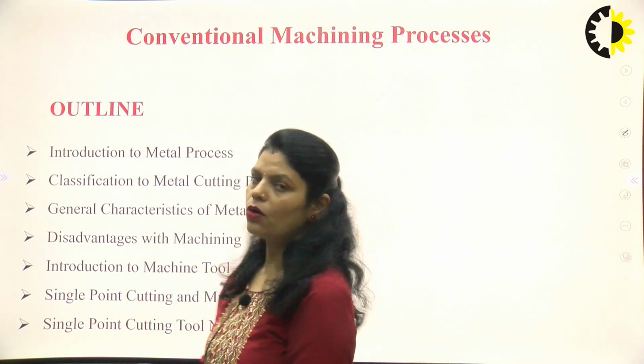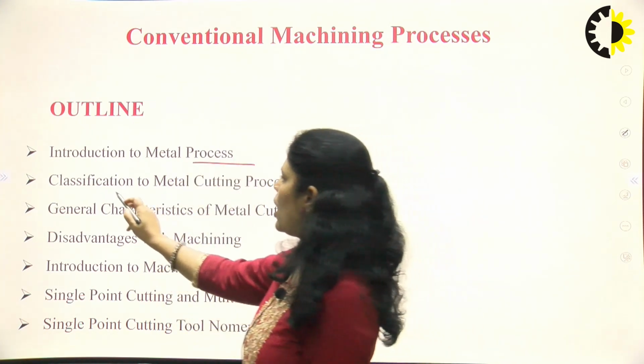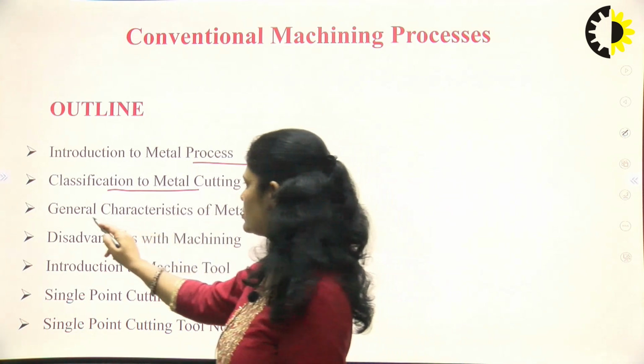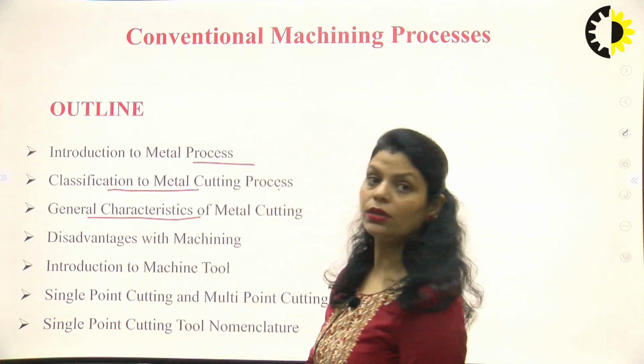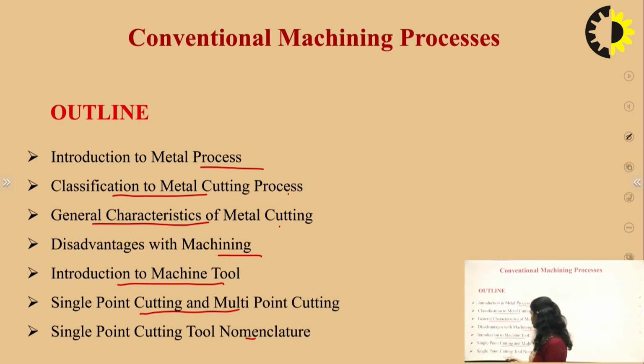So this will be the outline of today's lecture. First, we will discuss the metal process. After that, we will discuss the classification of metal cutting processes. Then we will discuss the general characteristics of metal cutting, disadvantages of the machining process, introduction to the machine tool, and then the single point cutting tool and the multi-point cutting tool. Then we will see the nomenclature of the single point cutting tool.